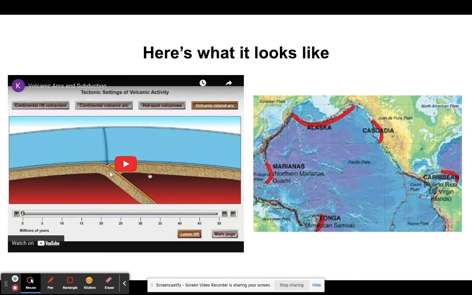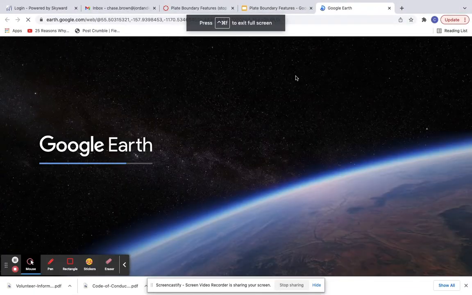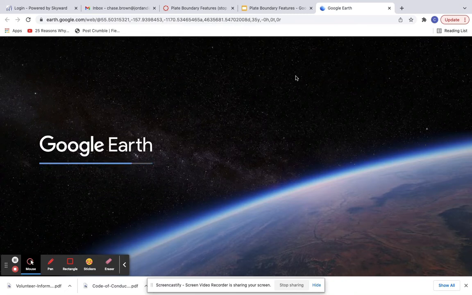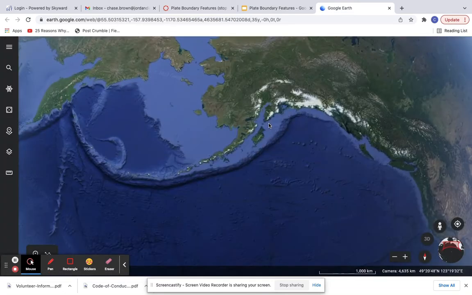Again, I'm not going to play this. You can do that on your own, but it's basically just describing what I'm describing. Let's take a look at Google Earth, though, because I think it's really cool. Google Earth is basically your proof that I'm just not making this up because you can see it from space. So let's look at where this is actually happening.